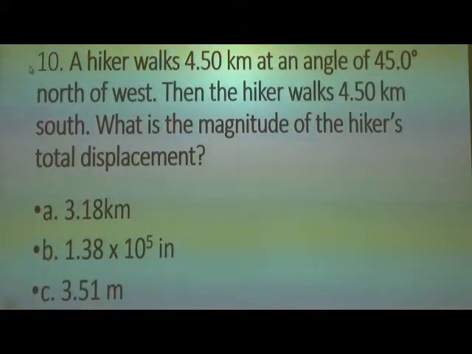Alright, number 10. A hiker walks 4.5 kilometers at an angle of 45 degrees north of west. Then the hiker walks 4.5 kilometers south. What is the magnitude of the hiker's total displacement? So those are the possible answers. Pause right now and see if you can find this. I recommend sketching it and then using Pythagorean Theorem once you find the x and y components of the first vector.